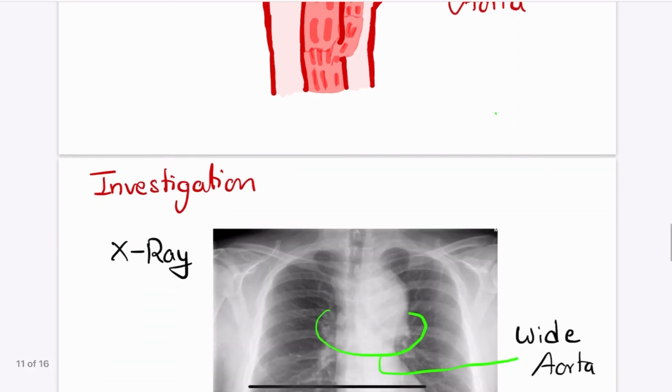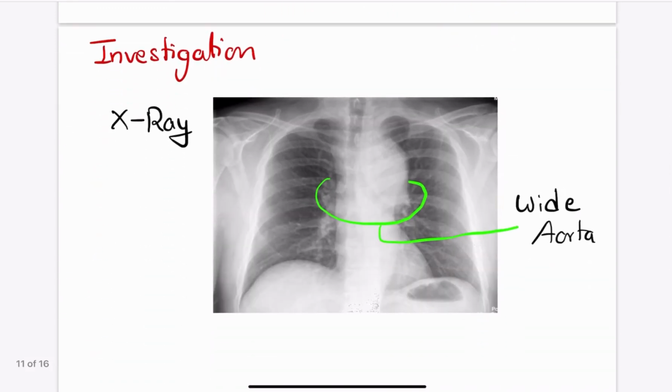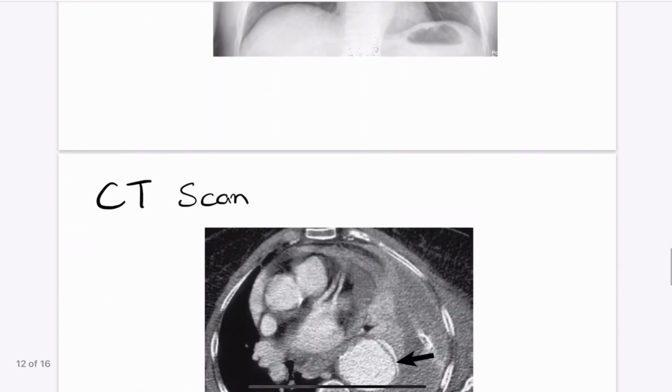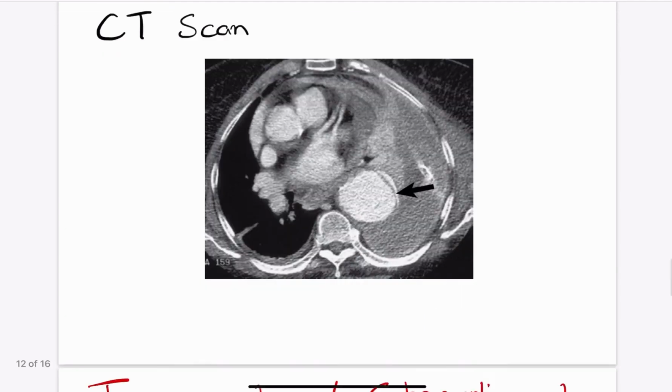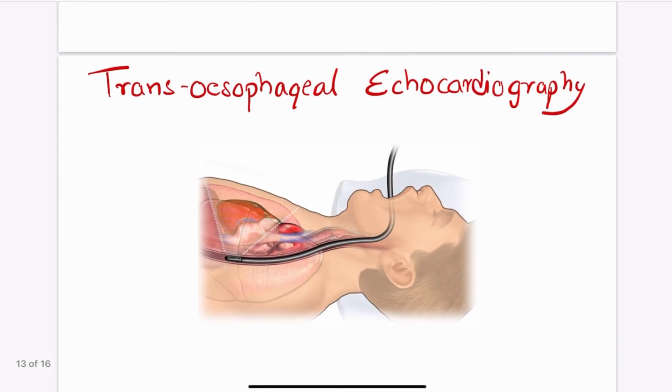Now, on the investigations, X-ray shows a widened aorta. However, CT angiography is more specific and sensitive. Here, in the CT scan, you can see an intimal flap in the descending aorta and a large pleural effusion. Transesophageal echocardiogram is also commonly used.